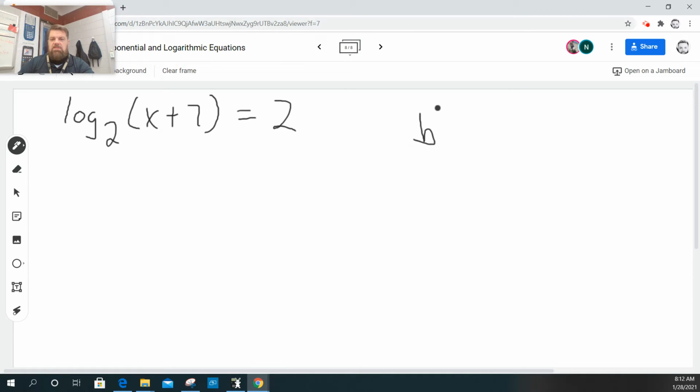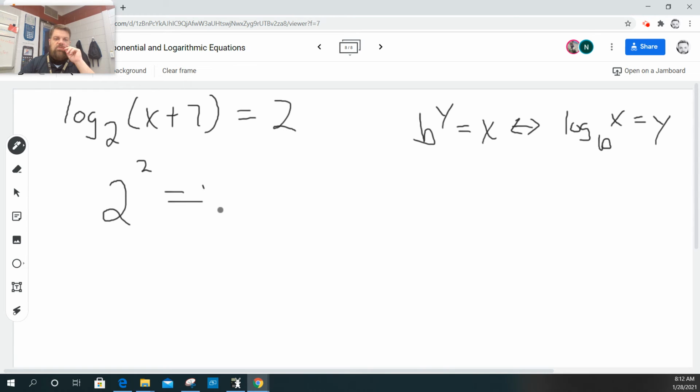Remember that b to the y equals x is the same as the log base b of x equals y, okay? The textbook uses different terminology, but that's basically how you do it, okay? So then my base is 2, so I'm going to write this as 2 raised to the 2 is equal to x plus 7, okay?